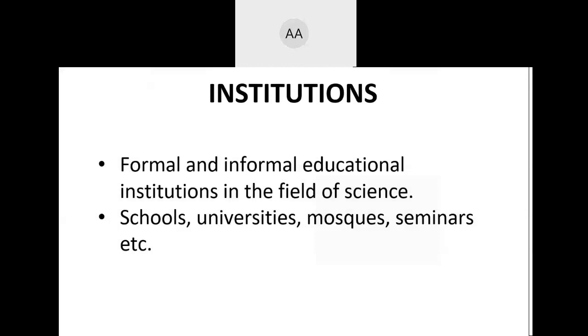There are institutions, formal and informal, where humans can study and research the fields of sciences. All humans have passed through them, mostly schools, universities, and other places like mosques or seminars, wherever education can be found. We know that institutions can teach us all kinds of sciences. There are also other places which do not teach just science but other things. Any other episode?